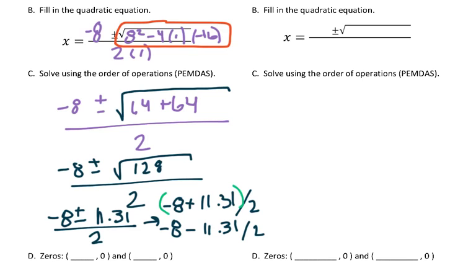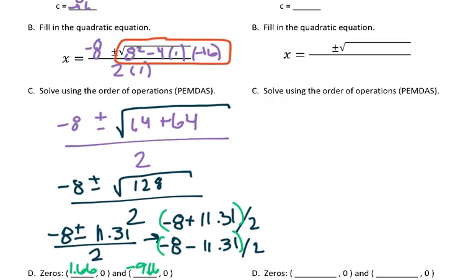Again, order of operations, do that numerator first. So this first piece becomes 1.66 or 65, but rounded. So that's that top one. And the other solution is going to be negative 9.66. So those are our zeros.